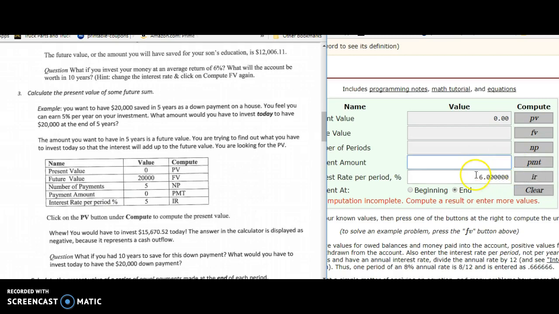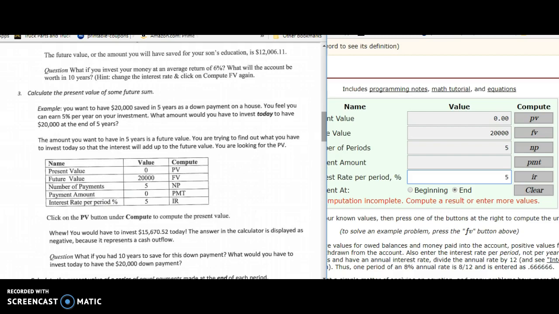So let's see where these numbers would go. So you want to have 20,000. So that's your future value. That's what you want to have in the future in 5 years. So we'll put the 5 in. You feel as though the investment you're going to invest in will earn 5% interest per year. What amount would you have to invest today to have 20,000 at the end of 5 years?